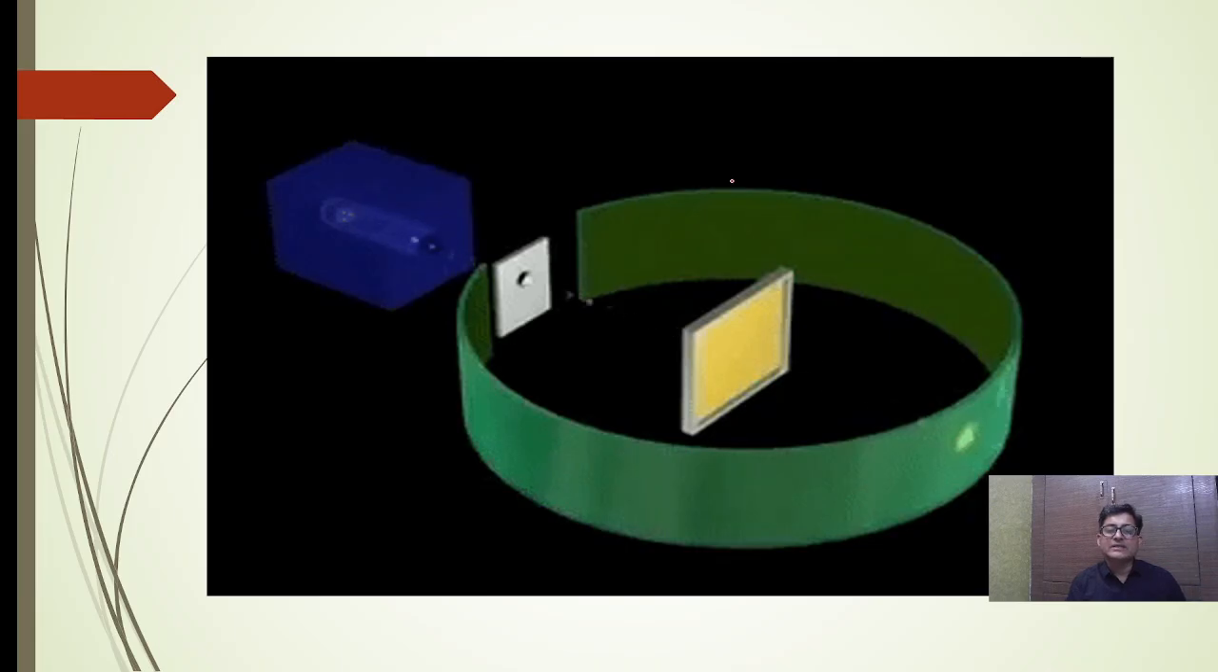The experiment is visible on your screen. The alpha particles are being struck on gold foil. As you can see, most of the alpha particles pass undeviated, some alpha particles are deviated through a small angle, and some are deviated through a large angle. Out of thousands of particles struck, one particle is deviated back. This is the experiment as it is visible on your screen.